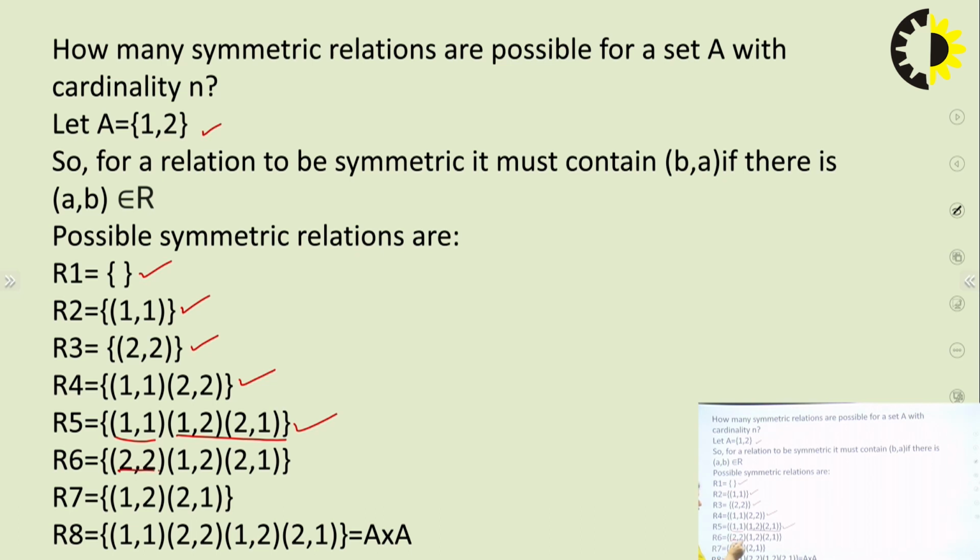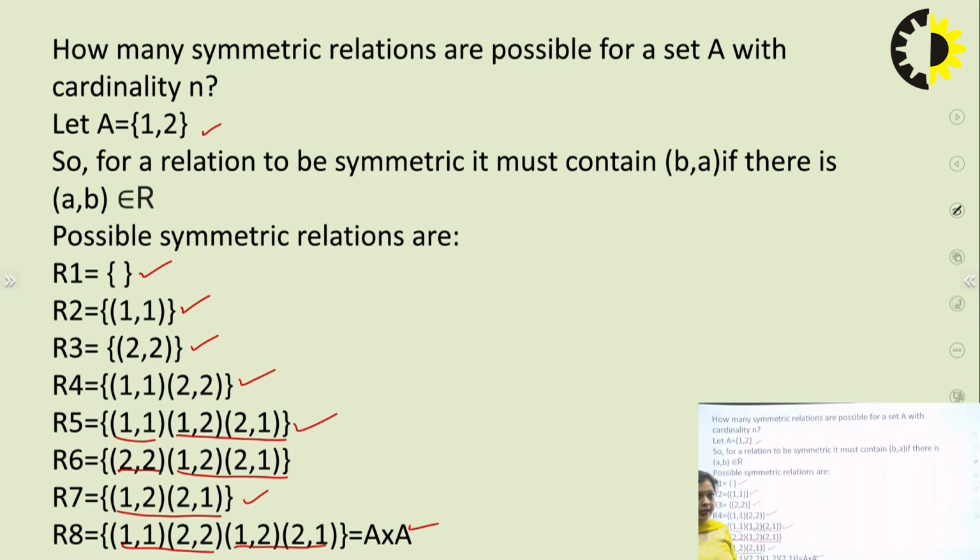R6, I have one diagonal element and along with that diagonal element, I have this pair. Then R7, I have only the pair (1, 2) and (2, 1). And for my R8, I have the diagonal elements along with the pair. So, that is nothing but A cross A. So, in total, I have these 8 relations which are symmetric, which are possible for this set A, which contains only 2 elements.